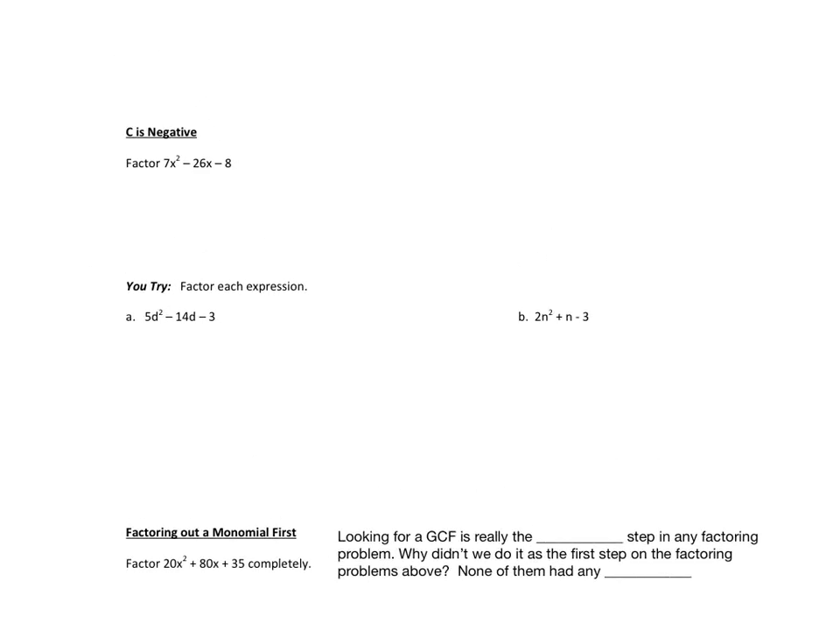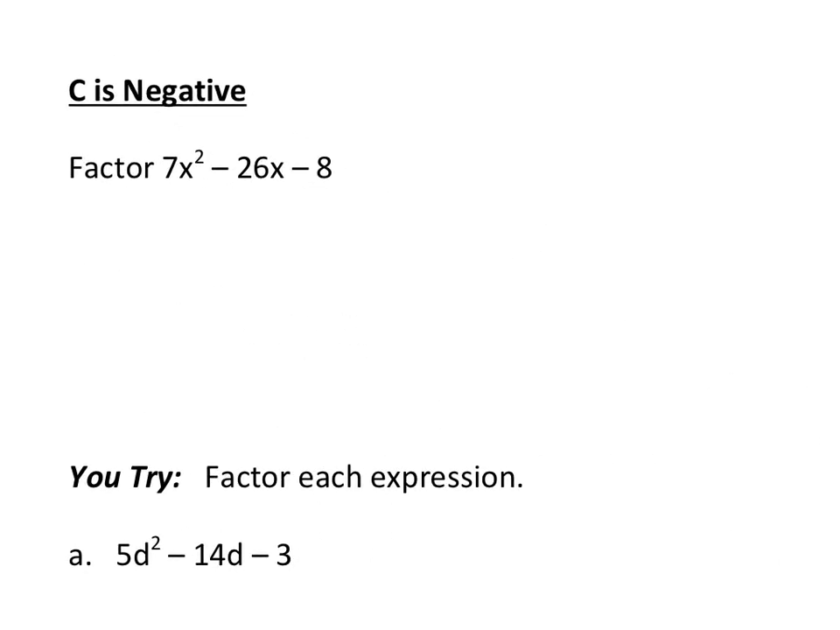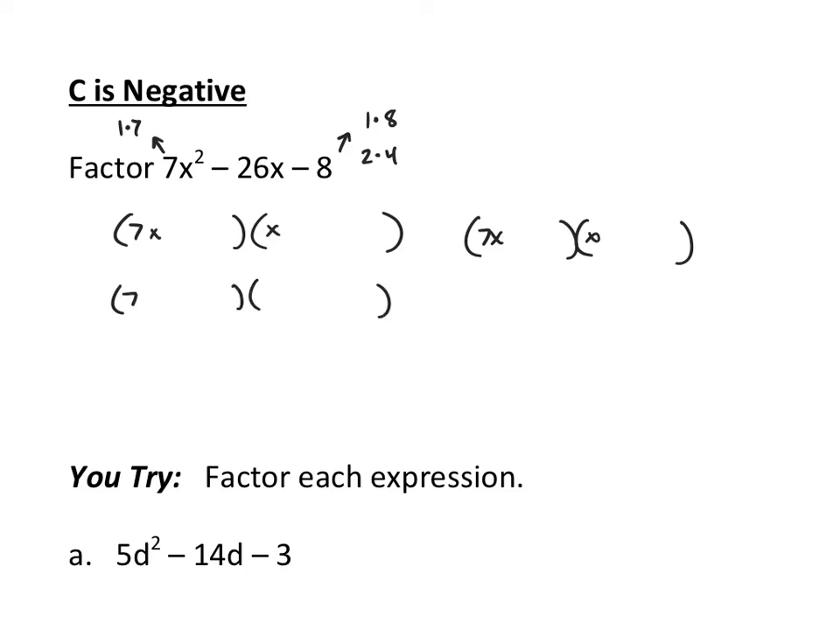Let's try some more. This time, we're going to start off the same. So looking for factors of 7, looking for factors of 8. So that's kind of clueing us in on what potential starts we're going to have. The only starting slots we had to worry about are 7x and x. Now there are a couple different ways of getting the negative 8. Alright, so I'm going to write us out a few different options here.